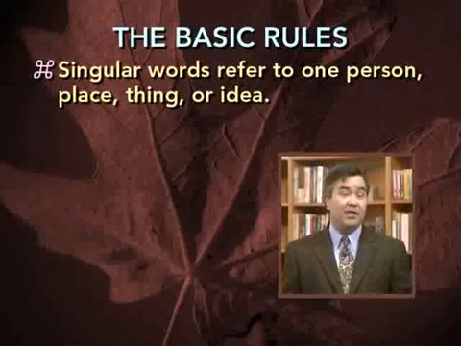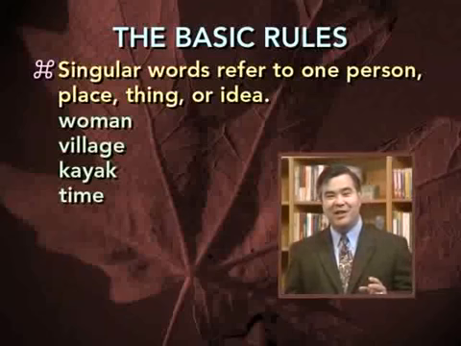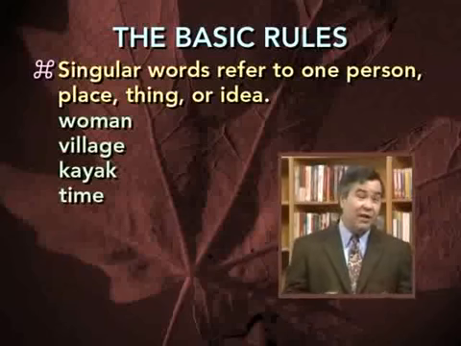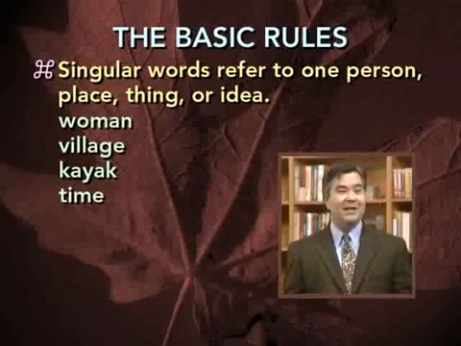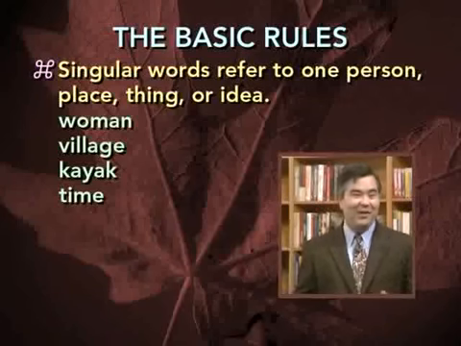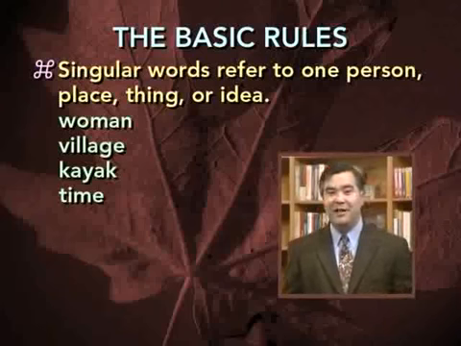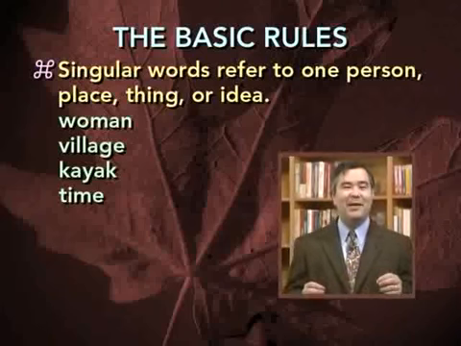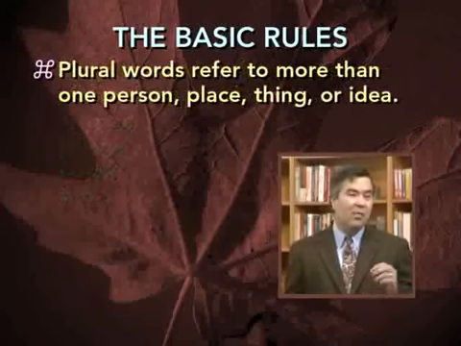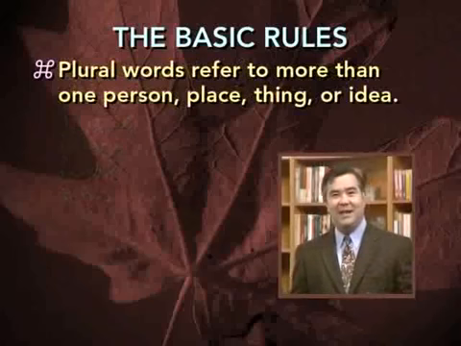Here are a few examples of singular words: woman, village, kayak, time. Each of these refers to one person, place, thing, or idea. A woman is a person, a village is a place, a kayak, which is a kind of boat, is a thing, and time is an idea. Now, plural words refer to more than one person, place, thing, or idea.